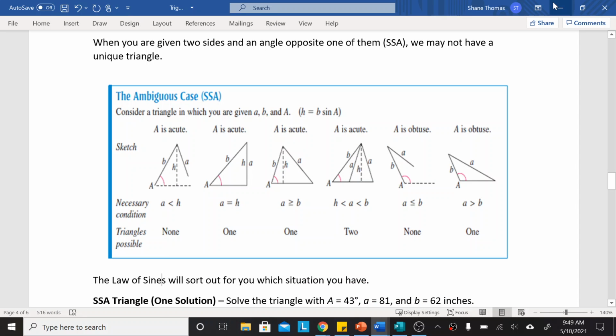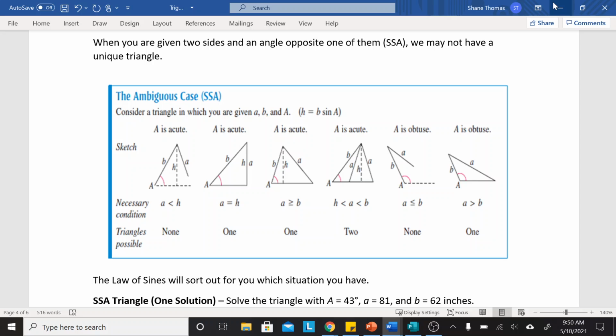Okay, let's finish this one up. So we got to SSA as the third option for using our laws of sines. Now, the problem with this is we have a couple different options. One, the triangle cannot exist. Two, we could have two different options. Three, we have one option.